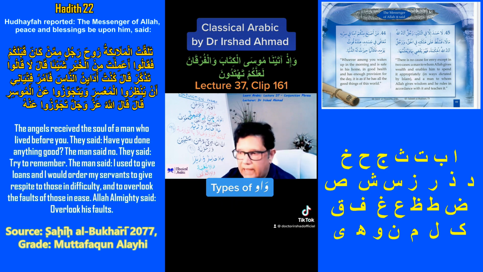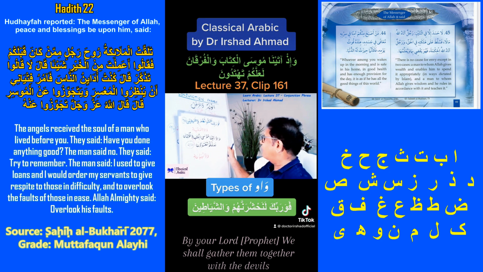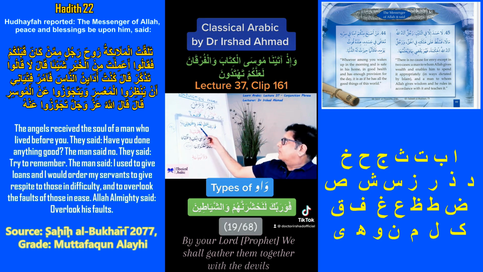Let's look at another example of waw ma'iyya. That's from the Quran, Surah Maryam, ayah number 68. فَوَرَبِّكَ لَنَحْشُرَنَّهُمْ وَالشَّيَاطِينَ. So, by your Lord, we are going to gather them, wash-shayateen, rather than saying "and devils," with the devils. So we are going to gather them together with the devils. So this action will be taking place at the same time. So this is wawal ma'iyya, not waw atf.